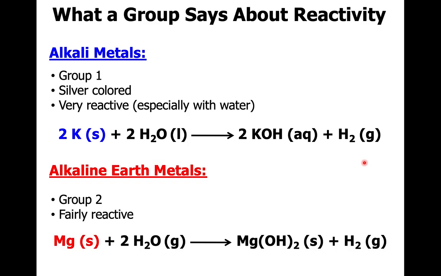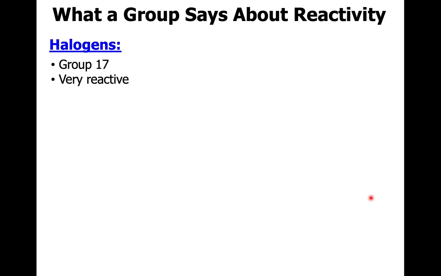The alkaline earth metals are fairly reactive, so we went from very reactive to fairly reactive. They react in a similar kind of reaction. Here we needed 2 potassiums because we need 2 electrons to do the reaction. Magnesium has 2 electrons, so the stoichiometry here is a little bit different, but in both cases we produce H2 gas from the reaction.